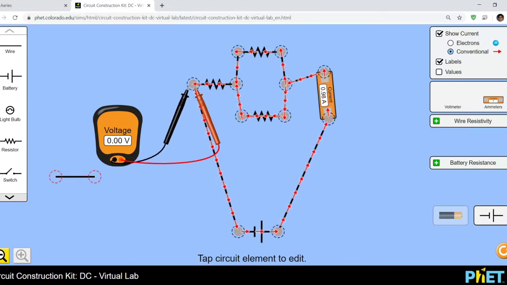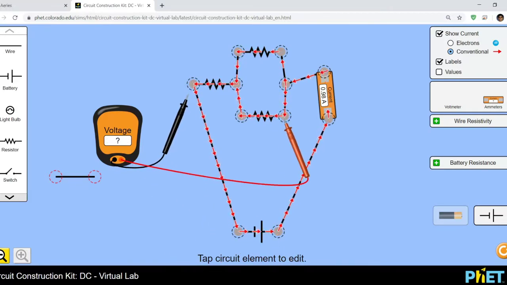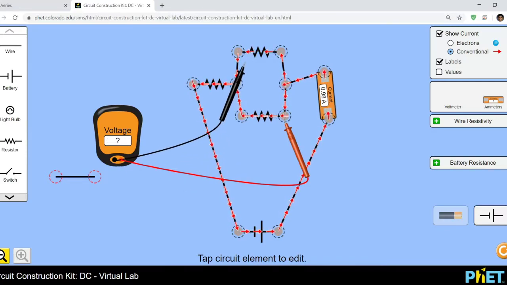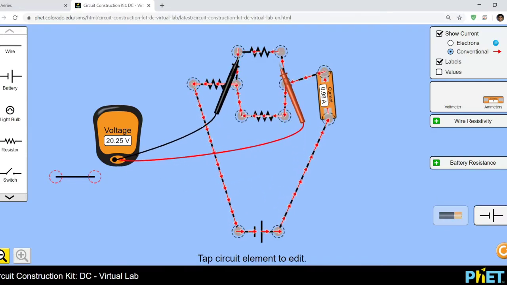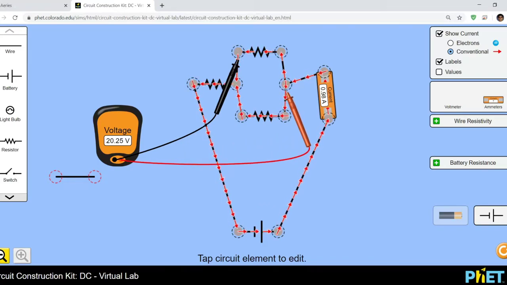So you can always just take the absolute value and say that the voltage drop at resistor 1 is 9.75 volts. Remember, our battery is 30 volts. So we're only losing 9.75 at the front. That means whatever's left over must be at the other two. 20 and a quarter. Notice how if I touch here in the middle, it's still 20 and a quarter.